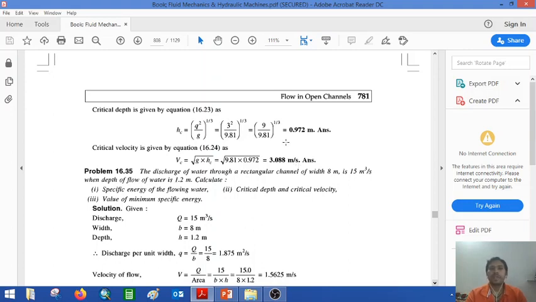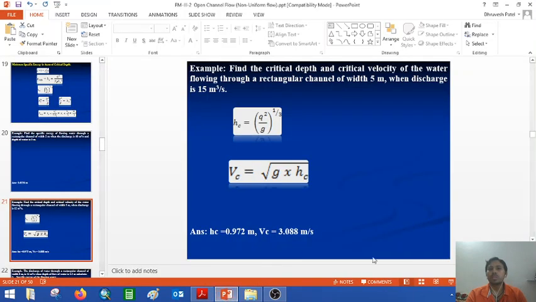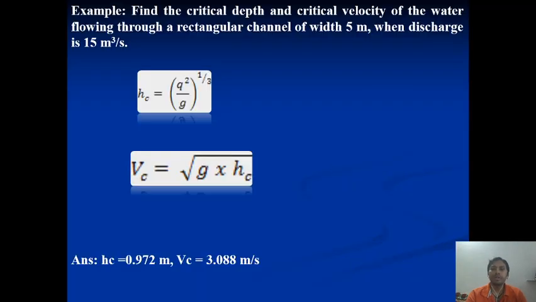Whenever you solve an example in the examination, my dear friends, please remember the unit. Without unit it is meaningless. The unit for specific energy is meter, any depth or critical depth is in meter, discharge is in meter cube per second, and velocity is in meter per second. Those are very important points to get the maximum score in the examination, and you can differentiate yourself from the other students.